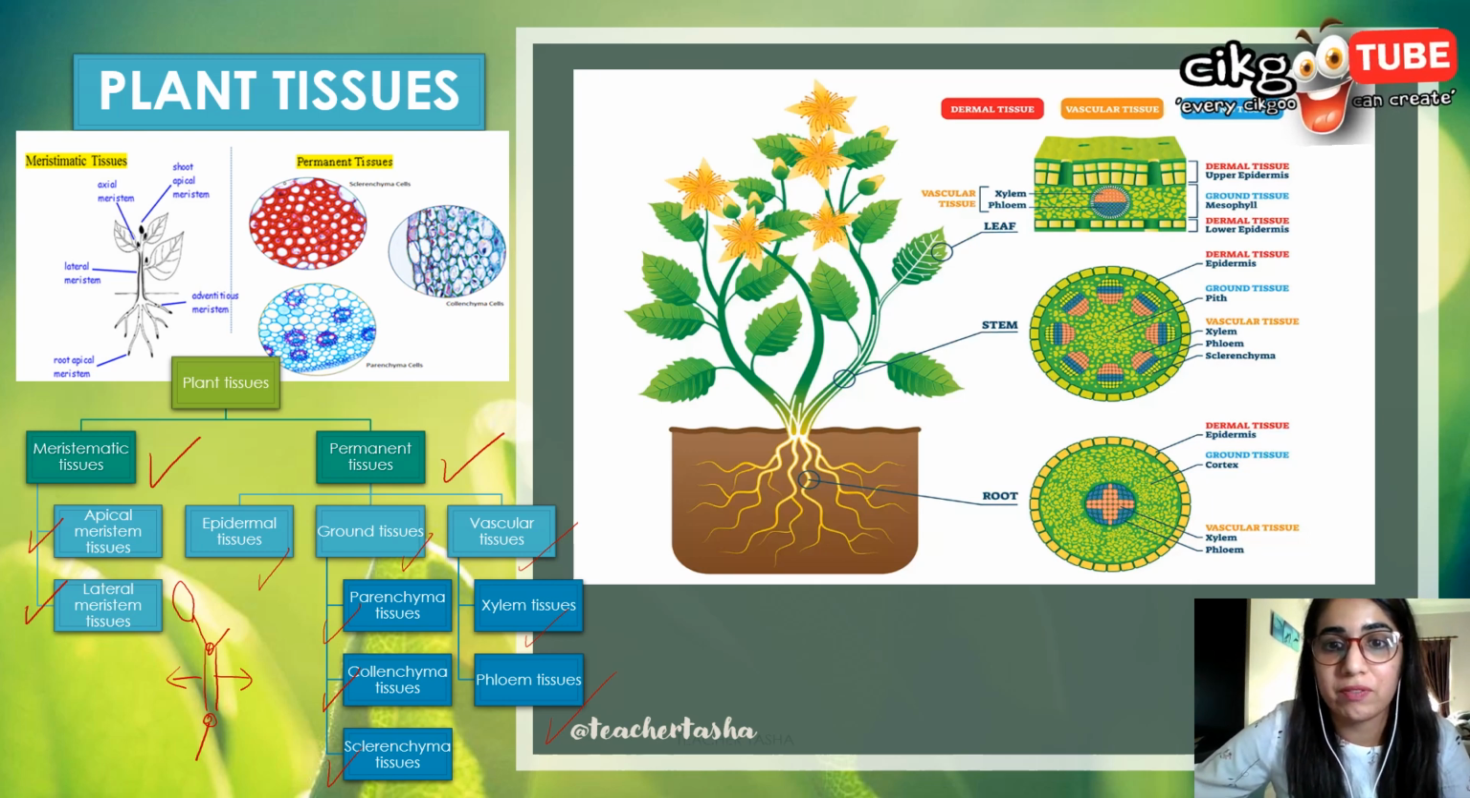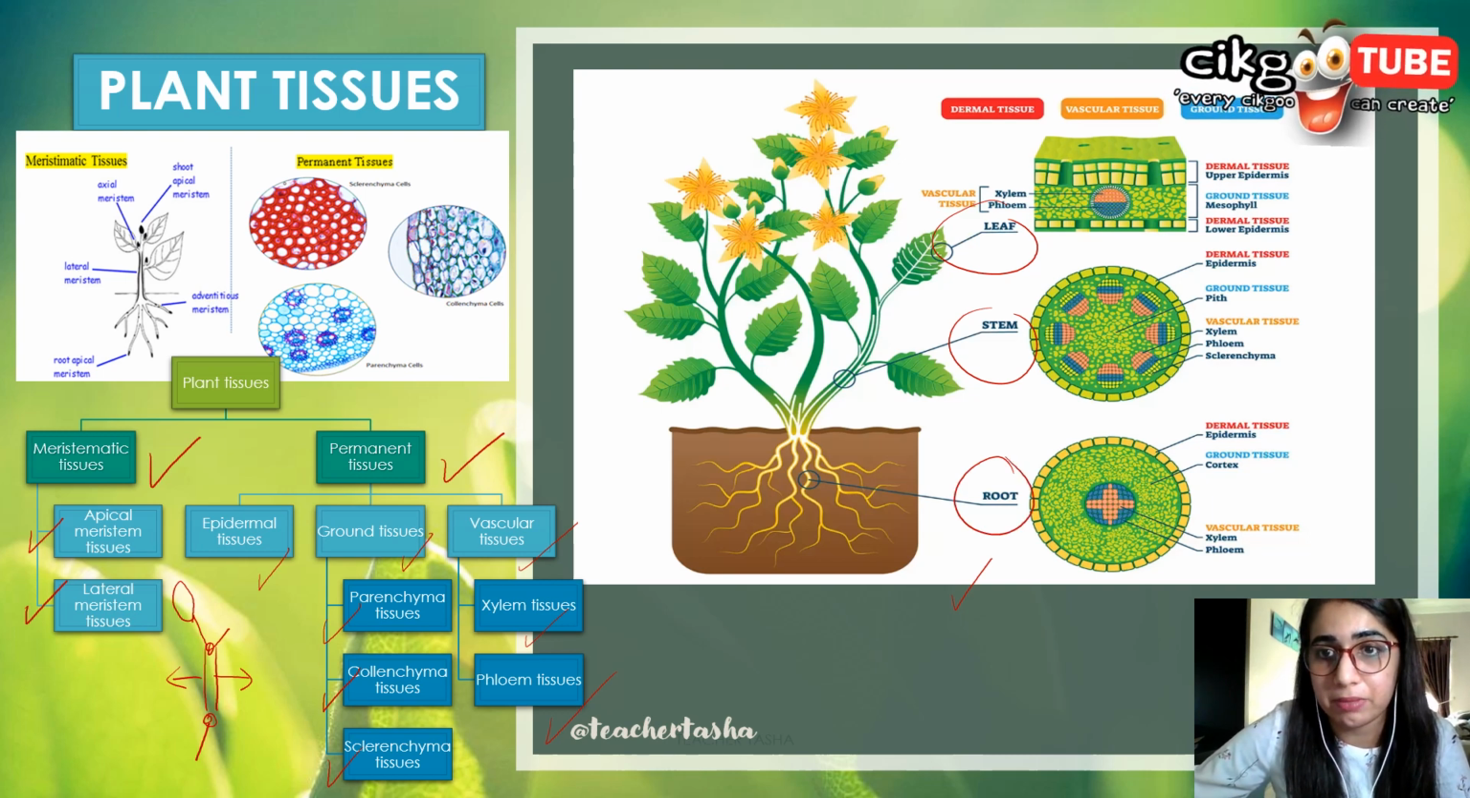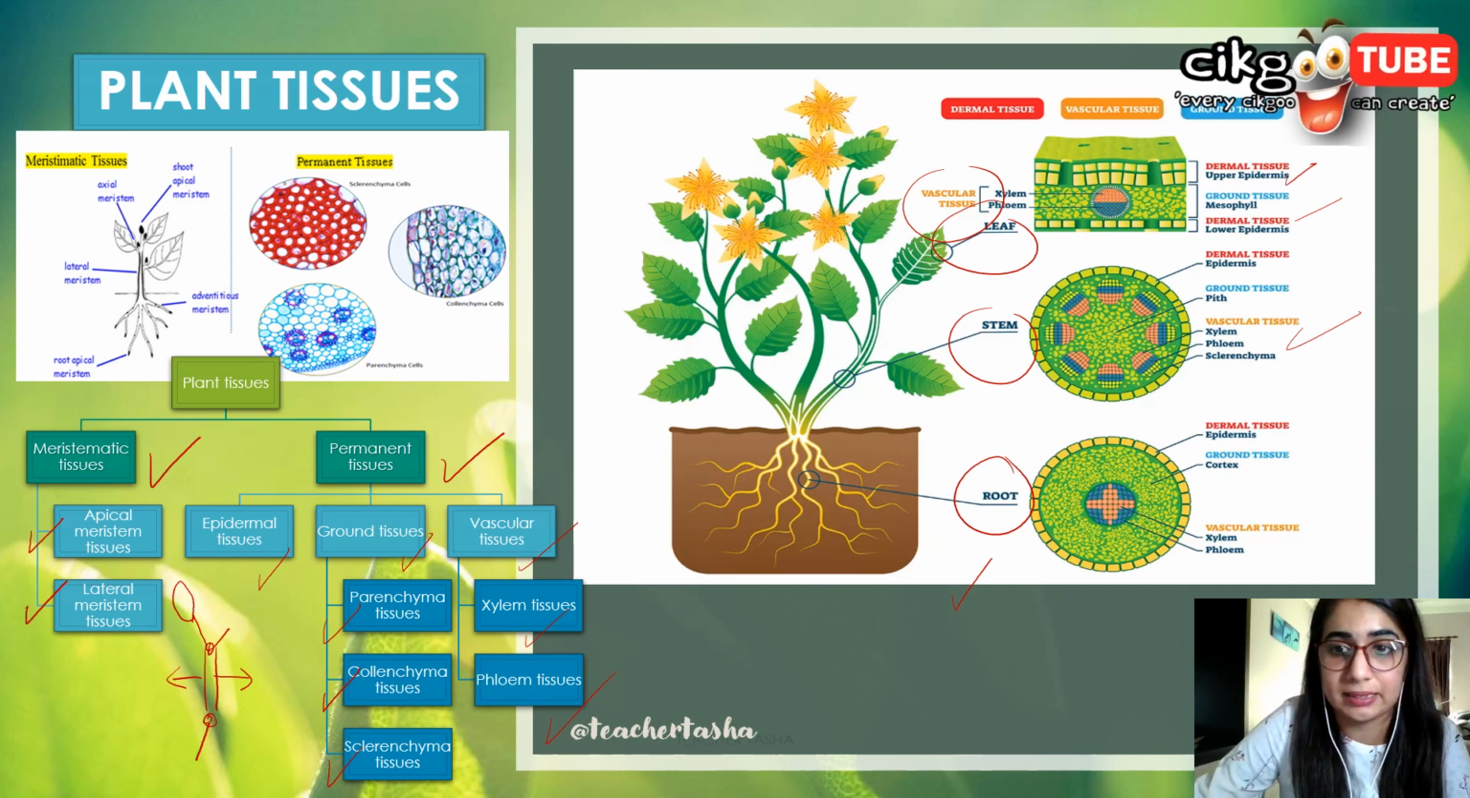If you look at this picture, you can see that every part of the plant, the leaf, the stem, and the root, they all have the permanent tissues. They have the epidermal tissue, and then they also have ground tissue, and they have vascular tissues. They have vascular tissue in the leaf, in the stem, and also in the root. So that's what we are going to look at.